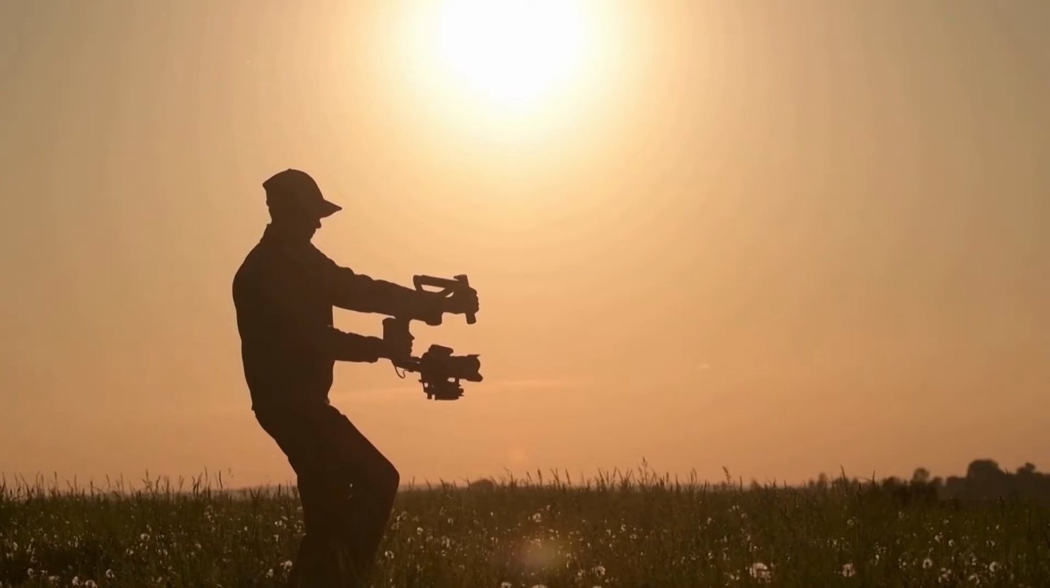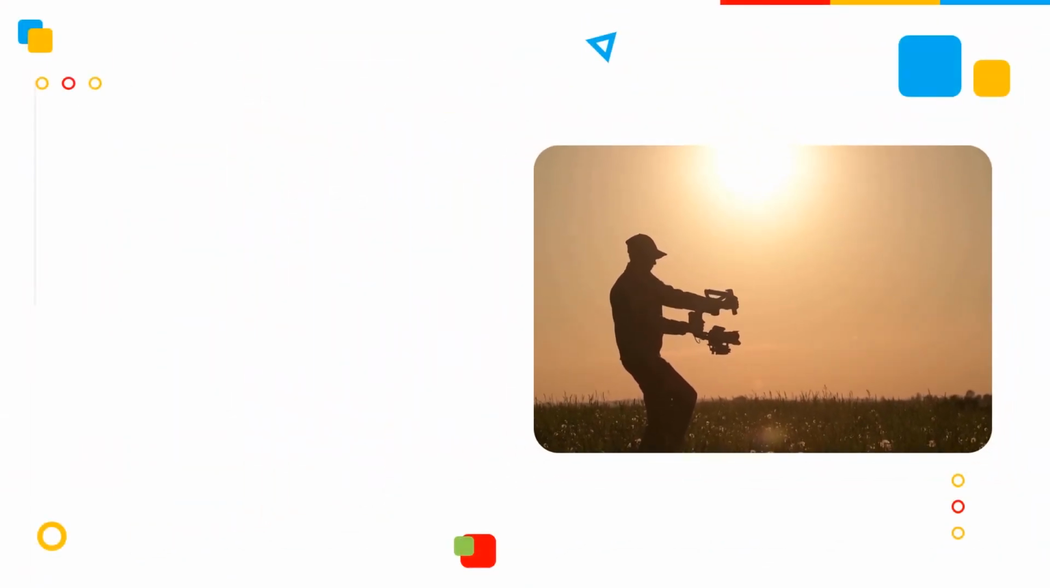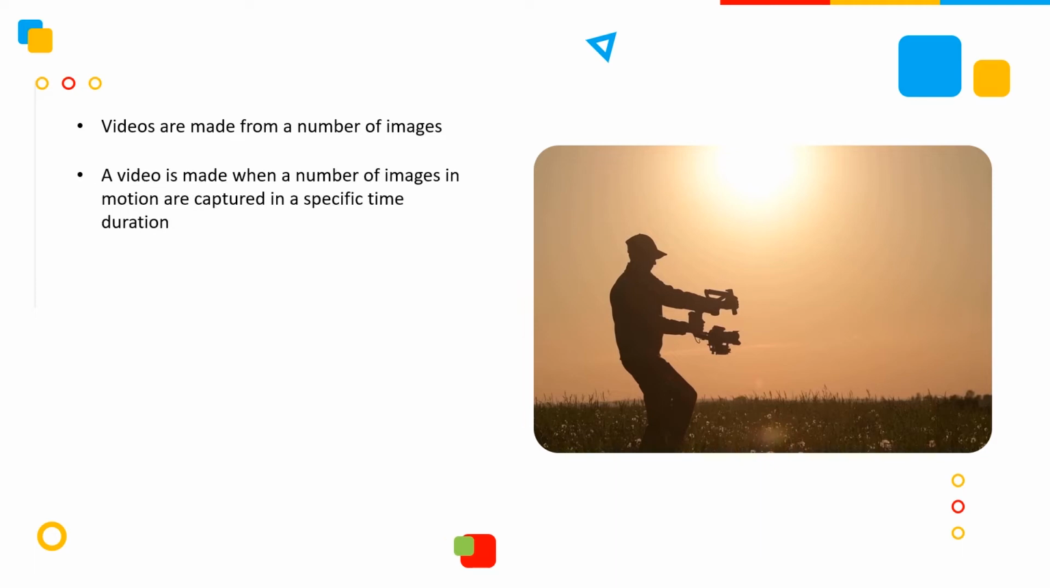What does it mean? It means your camera takes photos as per instructions given by you and then processes them digitally to make a video by joining the images together. A video is made when a number of images in motion are captured in a specific time duration. I hope you remember the video of the horse we saw in the beginning. Those were about 16 frames or 16 images put together, and that is why they look jittery.